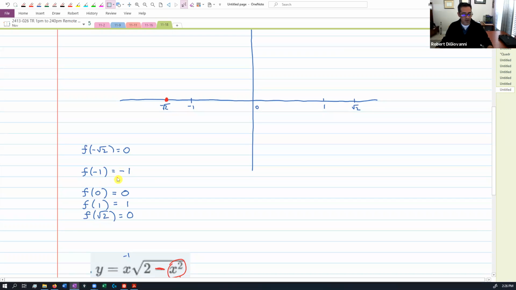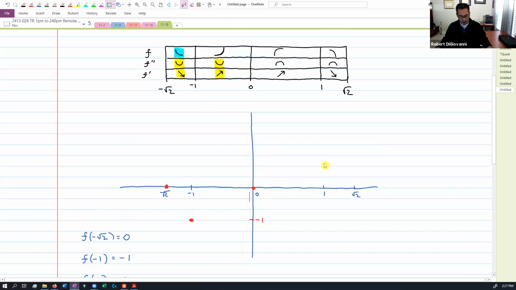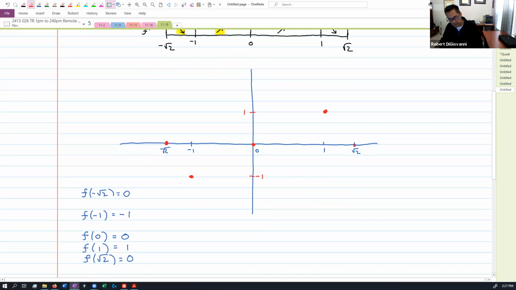At -1, we're at -1. So I'm just going to say that this is -1 right here. At 0, I'm at 0. At 1, I'm at 1. Hold on, that was a little bit off. And then at √2, I'm at 0. Got it? I've got all my points now.